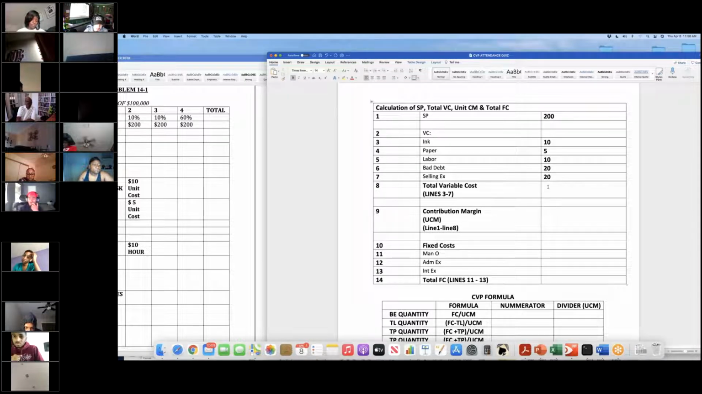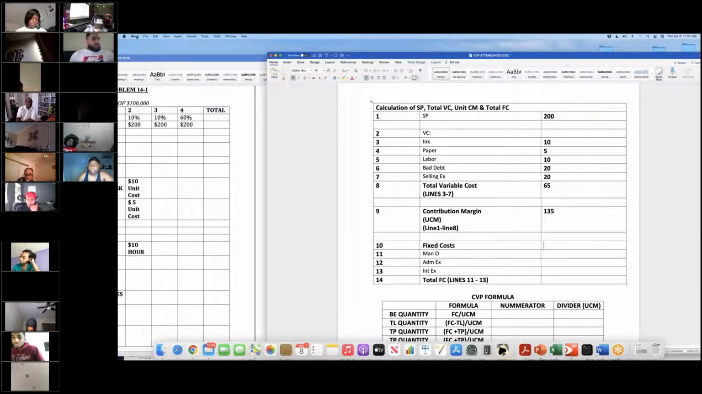So therefore, our total variable cost is what? 65. Yeah. What's our contribution margin? I thought it was 145. I had 135 the whole time, so yeah, it should be 135. If the variable cost is 65, then the contribution margin is 135. Yeah, because it's 65 subtracted from 200.